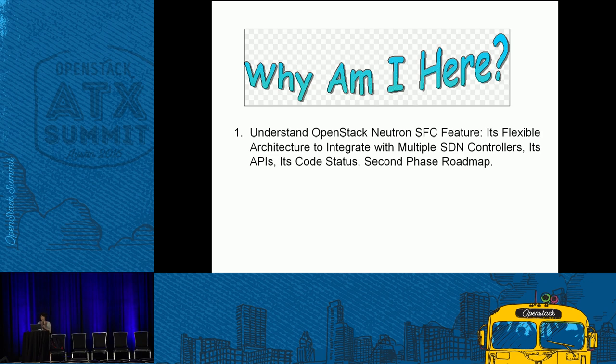I'm going to first give a brief overview on the OpenStack Neutron service function chain feature, its flexible architecture and how it can integrate with different types of SDN controllers, and what the API looks like, its current code status and the second phase features. I already gave a presentation on this at the last summit, so here I'm just going to give a very brief overview.